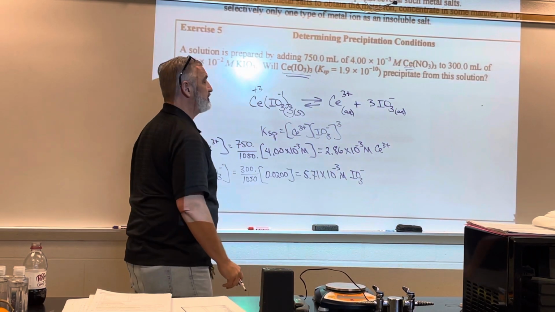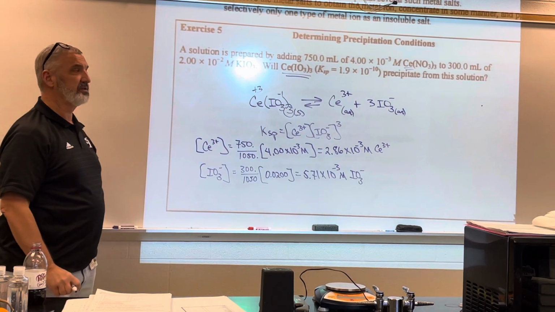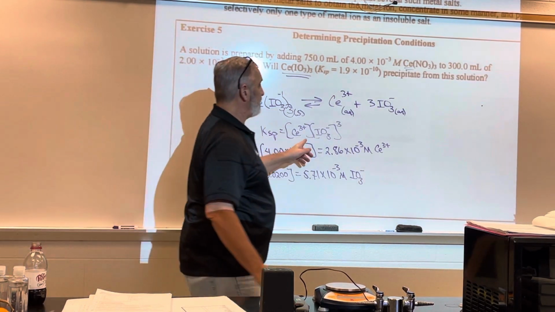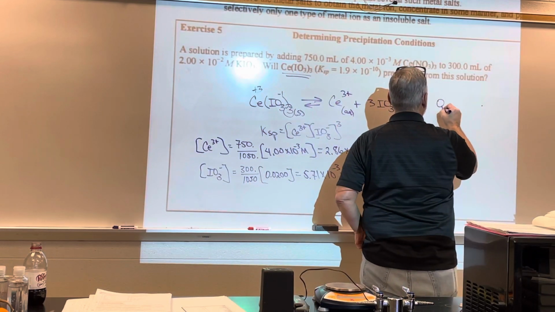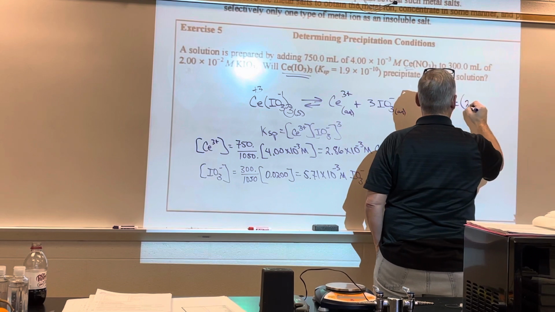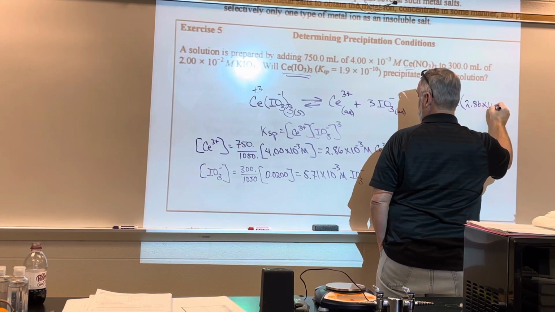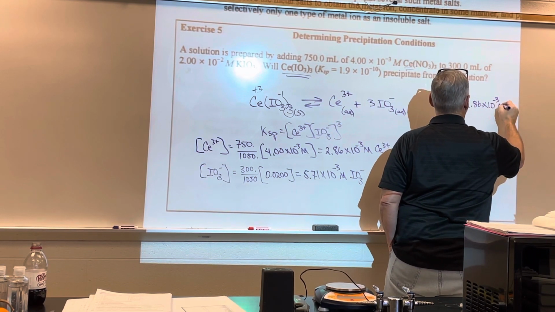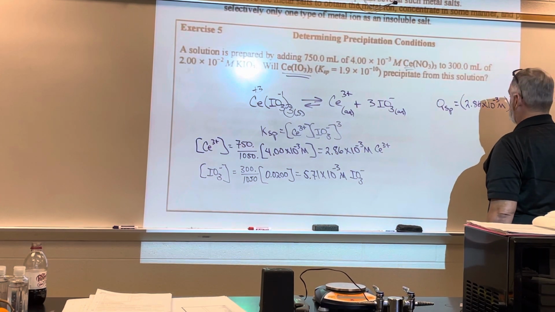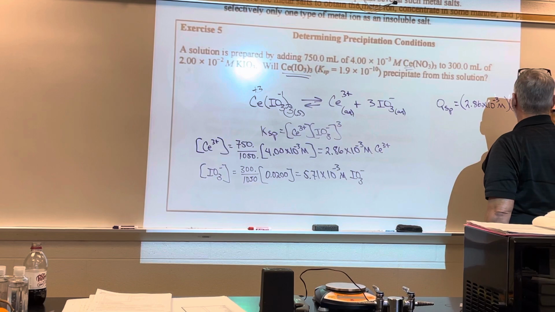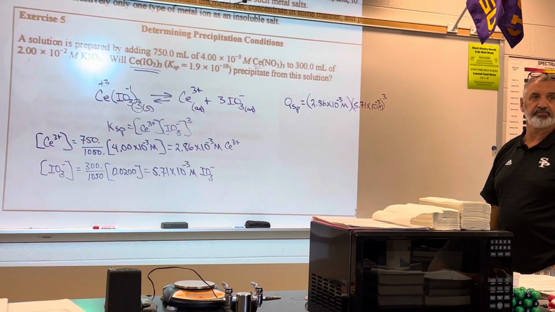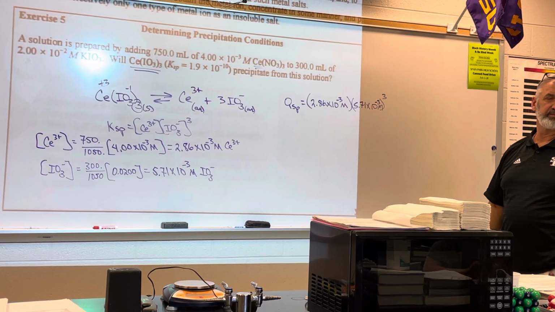So what must I do with those two numbers? Multiply them all. I have to put them into my QSP expression, which is going to equal 2.86 times 10 to the minus third times 5.71 times 10 to the minus third, cubed. Right? Yes. Okay.